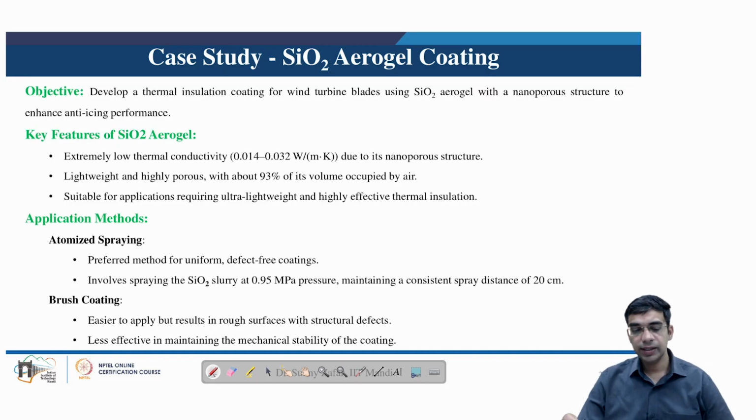So this aerogel is applied using atomized spraying, which is a preferred method for uniform and defect-free coatings. Spraying involves spraying of silicon dioxide slurry with 0.95 megapascal pressure, maintaining a standoff distance of 20 centimeters. The brush coating is the other method, which is easy to apply but results in rough surface and structural defects, less effective in maintaining mechanical stability of the coating.